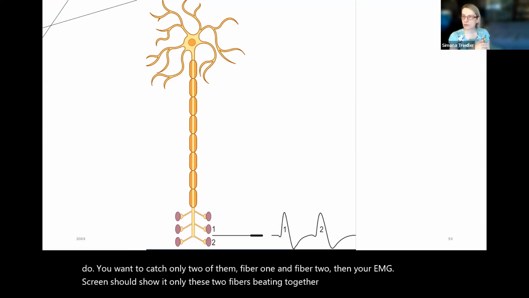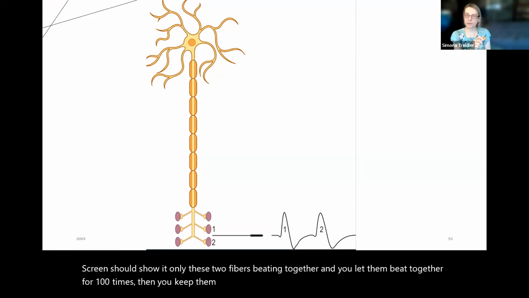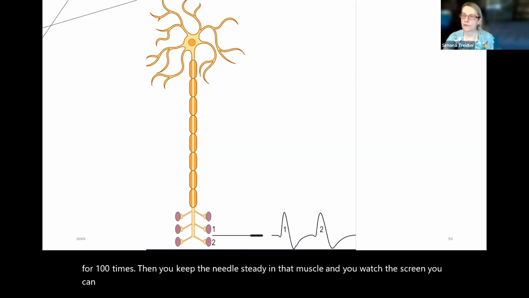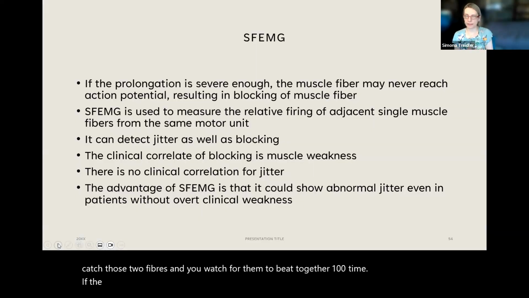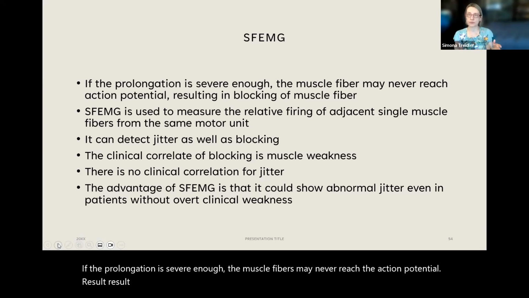And you let them beat together for 100 times. And you keep the needle steady in that muscle, and you watch the screen, you catch those two fibers, and you watch for them to beat together 100 times. If the prolongation is severe enough, the muscle fibers may never reach the action potential, resulting in a blocking. I'm going to show to you a screen. That means the first one is coming, but the second one is not going to come.